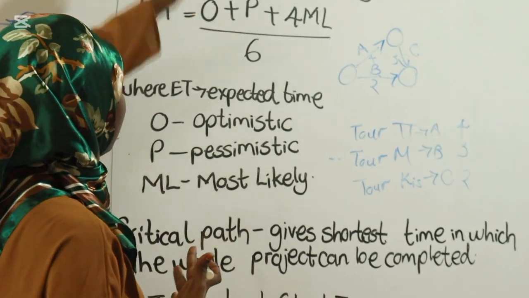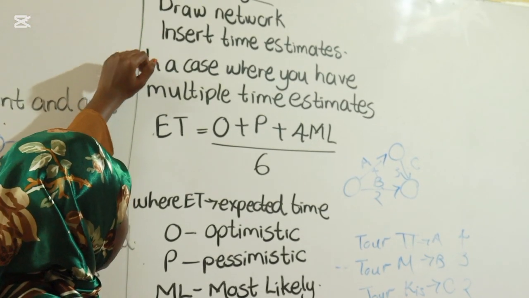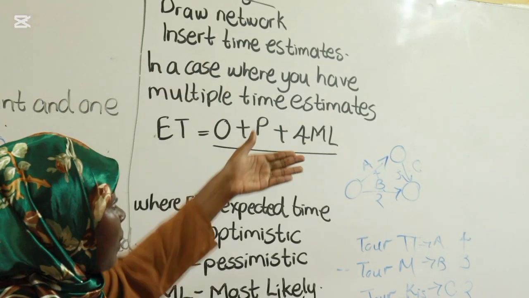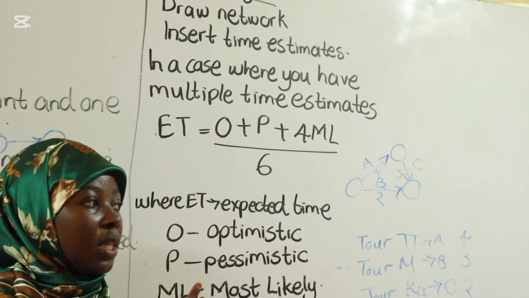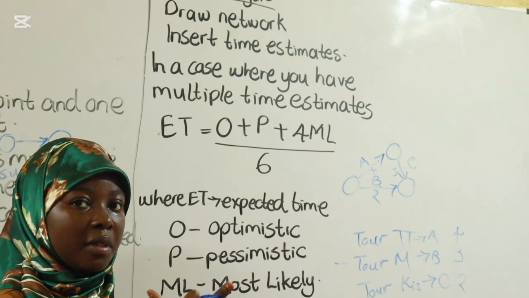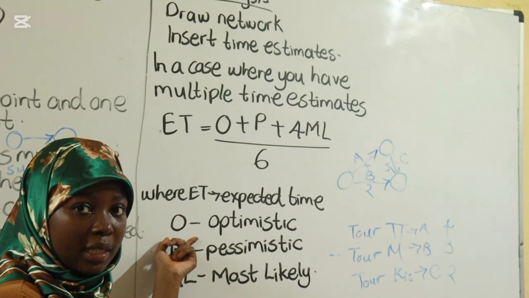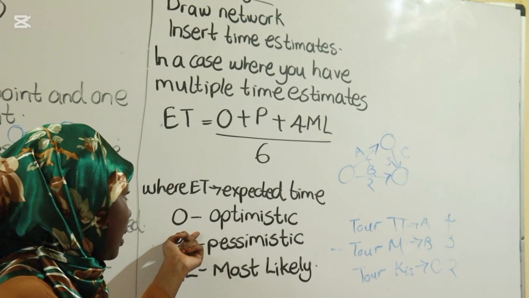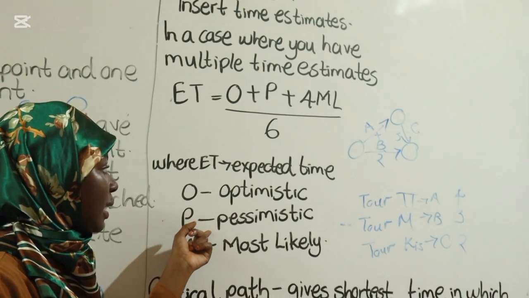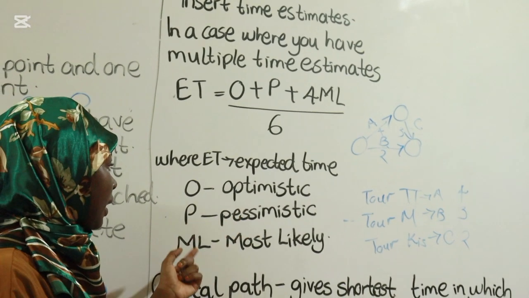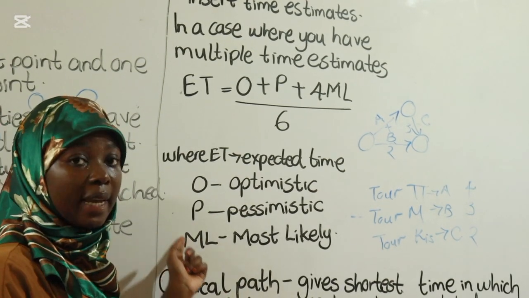Okay? So you draw the network, you insert the time estimates, and then in a case where you have multiple time estimates, now this comes in, you have a question. The question does not give you, maybe, that touring Taita Taveta will take you 4 days. They give you maybe the optimistic time. Optimistic is someone who is positive. Pessimistic time is like negative time taken, and most likely time. So they give you these 3 time estimates.